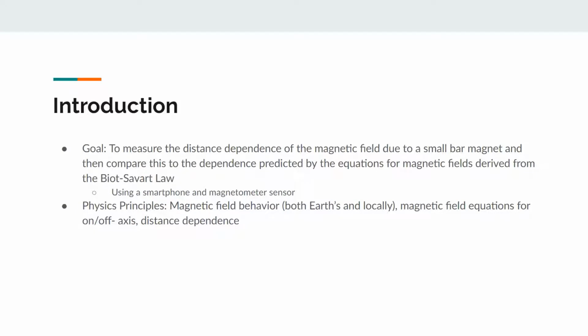Introduction. So for this experiment, our goal was to measure the distance dependence of the magnetic field due to a small bar magnet, and then compare this to the dependence predicted by the equations for magnetic fields derived from the Biot-Savart law and also from a computational model.